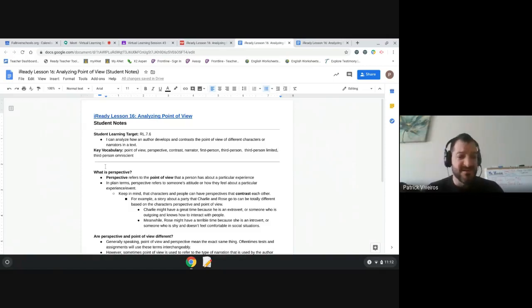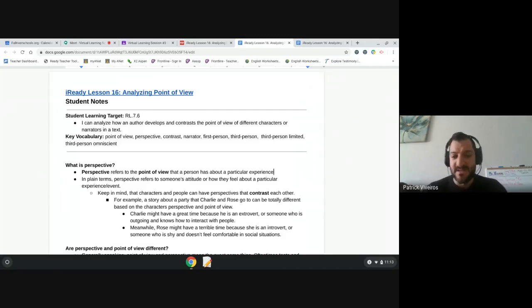To begin our lesson, we're just going to talk very loosely about what perspective is, and then dive a little bit deeper into perspective and how it relates to point of view. So I'm going to start with perspective. What is perspective? Perspective refers to the point of view that a person has about a particular experience. In plain terms, perspective refers to someone's attitude or how they feel about a particular experience or event. It's important to keep in mind that characters and people can have different perspectives that contrast each other, which means that they could have different attitudes about a particular experience.